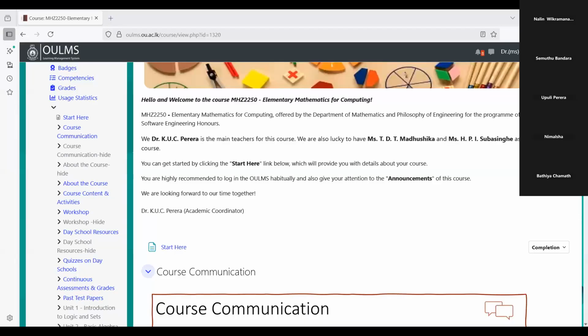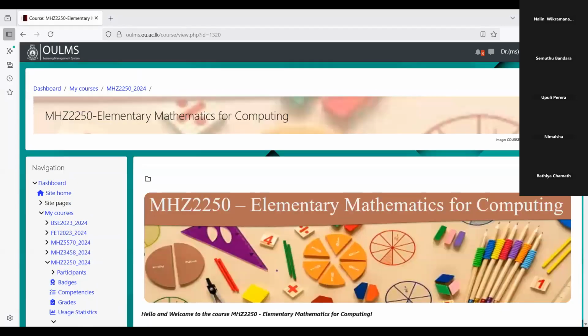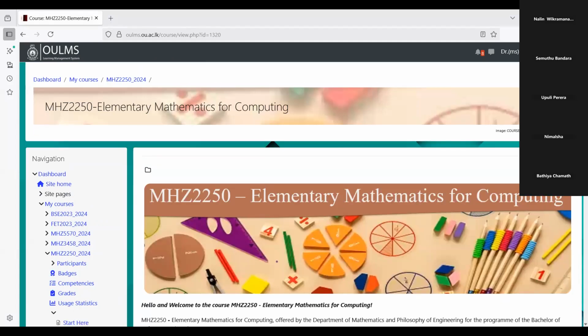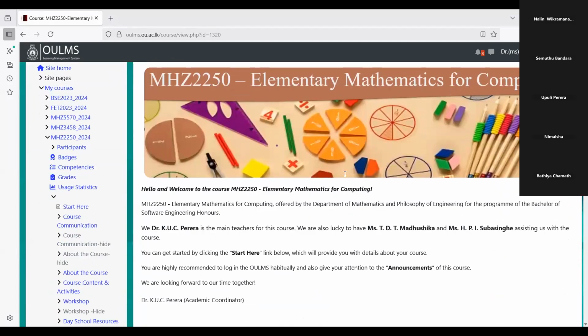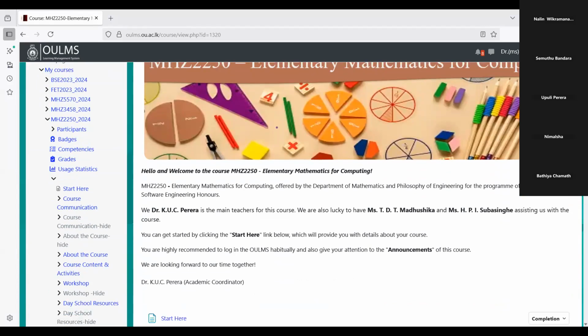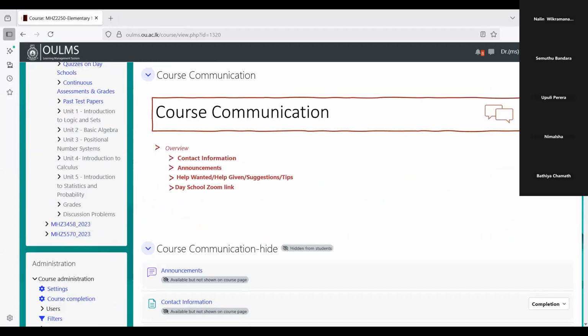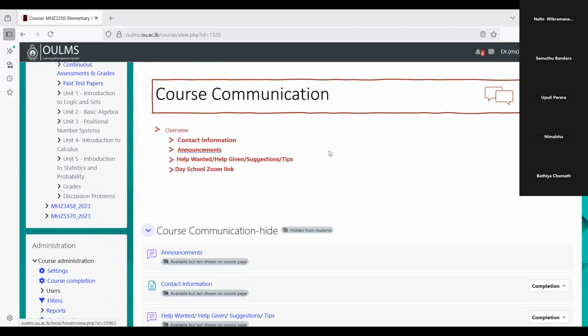Can you see the screen, the LMS? Yes, Supali. So this is the course for the previous year. The new course is not yet ready. So you can see this is elementary mathematics for computing. And here is the course communication. Here we post announcements, so you have to regularly check your announcements, and we provide the day interactive learning session links.